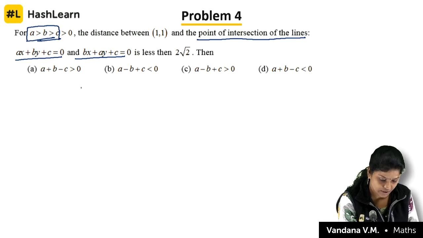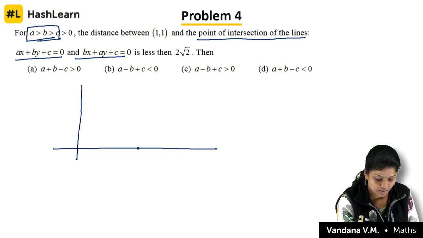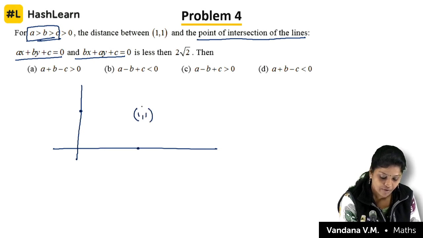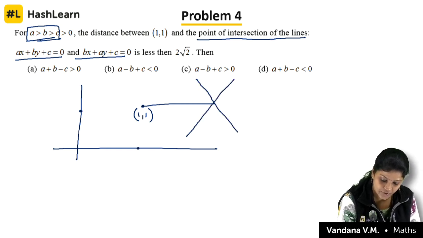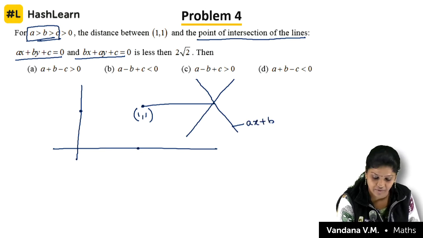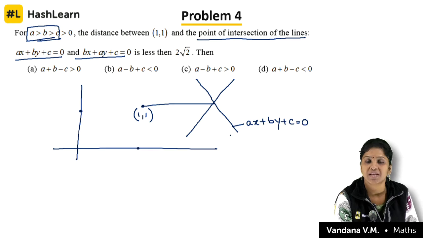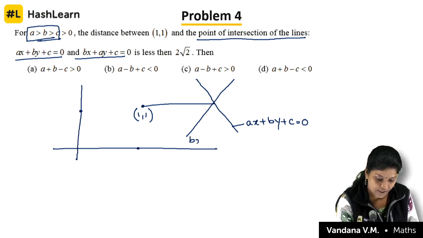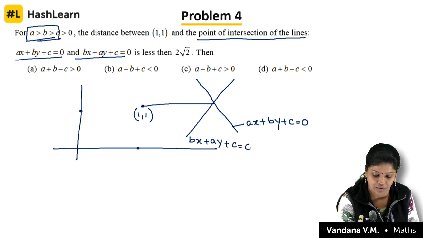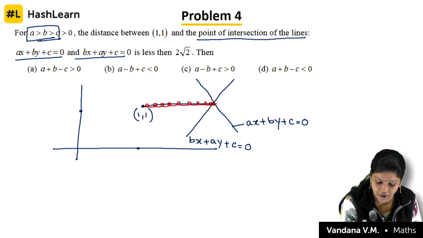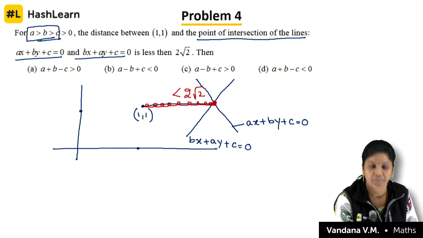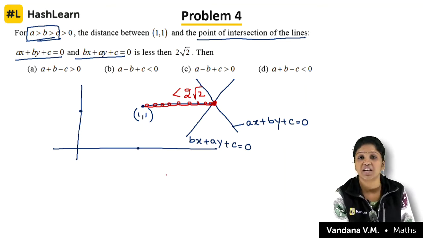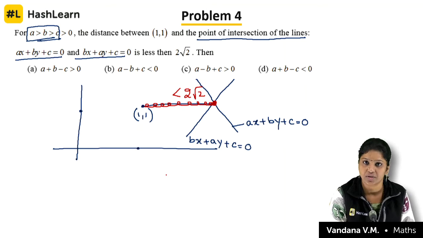See, what we understood is, this is 1, this is 1. So you just take 1 comma 1. From this point to the point of intersection of lines, there are two lines. One line is ax plus by plus c is equal to 0. What is the other line? The other line is bx plus ay plus c is equal to 0. So what they are telling is, whatever the distance from this point to the point of intersection, this distance is less than 2 root 2. Fine. So that time, which condition is correct? That is the question. You understood, right? Yes.